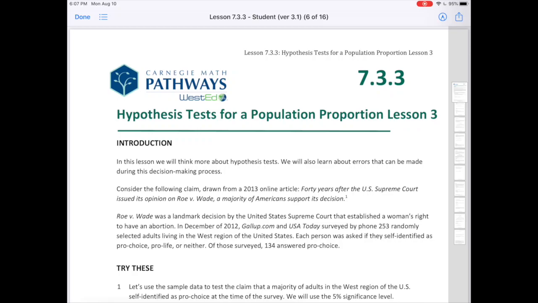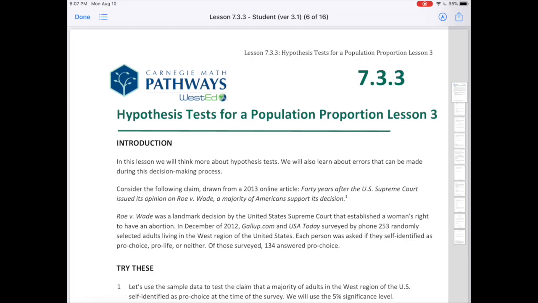Lesson 7.3.3, Hypothesis Tests for a Population Proportion, Lesson 3. Introduction. In this lesson, we will think more about hypothesis tests. We will also learn about errors that can be made during this decision-making process.